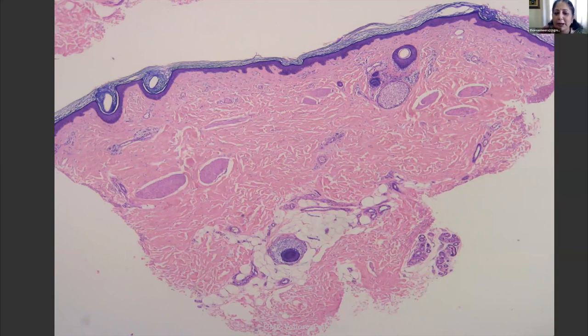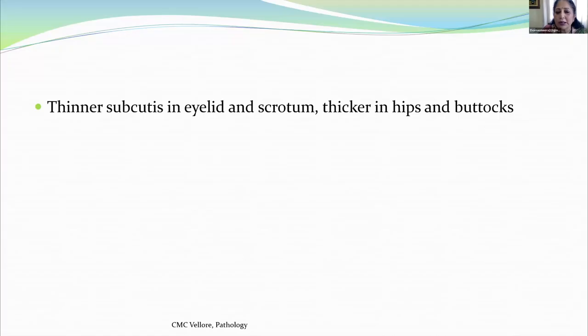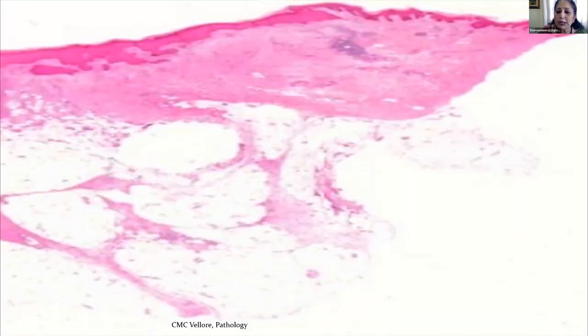Okay, I think it's a bad biopsy, because especially when you're saying it's an induration of the skin, there's hardly any panniculus. So we may be giving a wrong diagnosis, saying there's nothing wrong, when actually the condition is deep down. So always remember, in a case of panniculitis, take a deep biopsy so that the subcutis is involved. The subcutis is thinner in the eyelid and scrotum, thicker in the hips and the buttock. So you should get a biopsy like this for a good diagnosis of panniculitis.